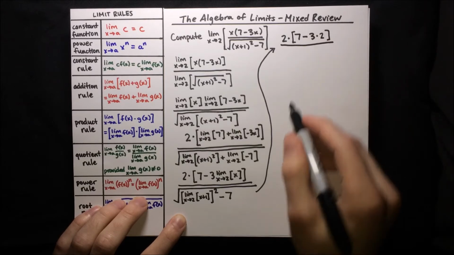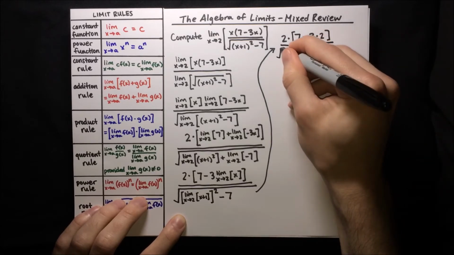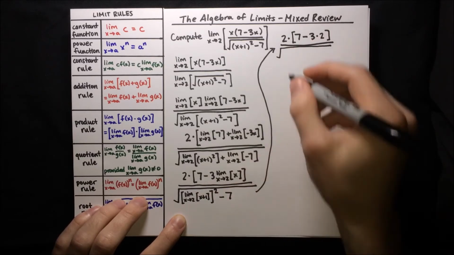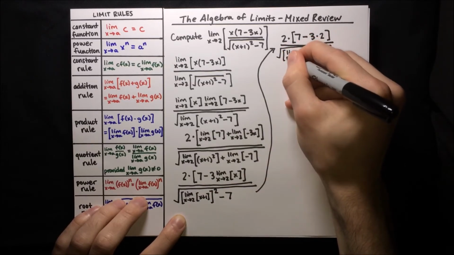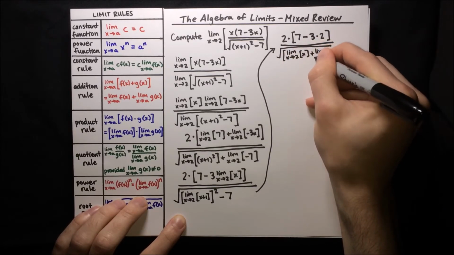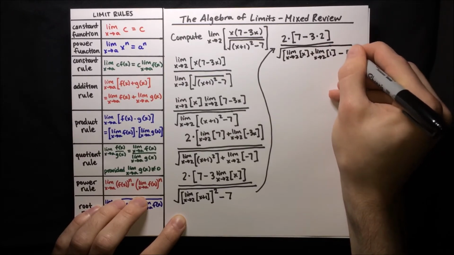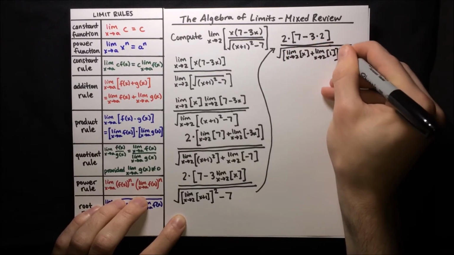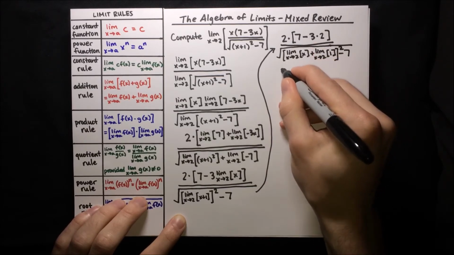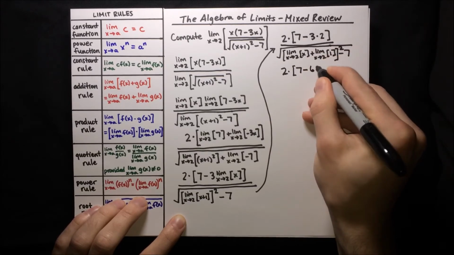And then for the denominator, well, we can distribute this limit over the sum. So over the square root of, let's distribute that limit over the sum. So limit as x approaches 2 of x plus limit as x approaches 2 of 1, and then minus 7. All this is squared though. Almost forgot about that. All right, so let's proceed onwards. So the numerator, that's 2 times 7 minus 3 times 2 is 6.